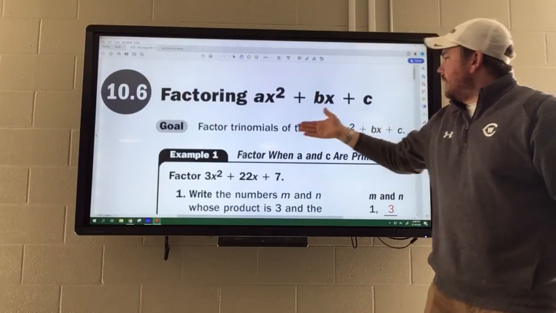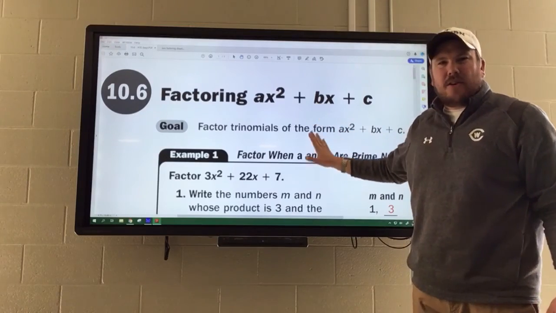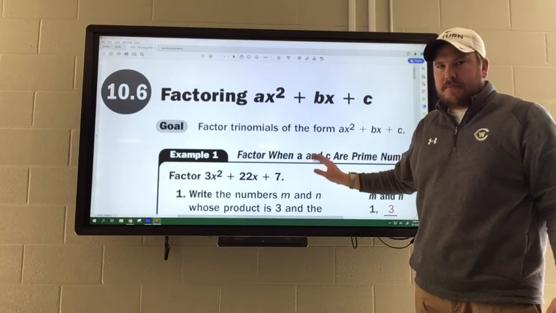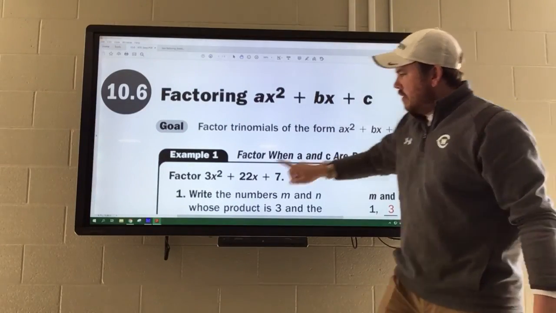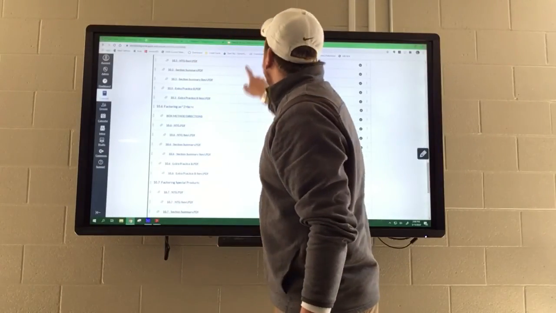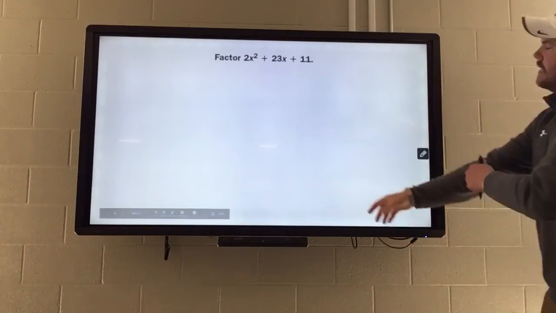Now, our goal is to factor trinomials of the form ax squared plus bx plus c, but we are not going to follow the note-taking guide I typically do here, okay? We're going to use some different examples. So let's get started. Let's say we run into this: 2x squared plus 23x plus 11.